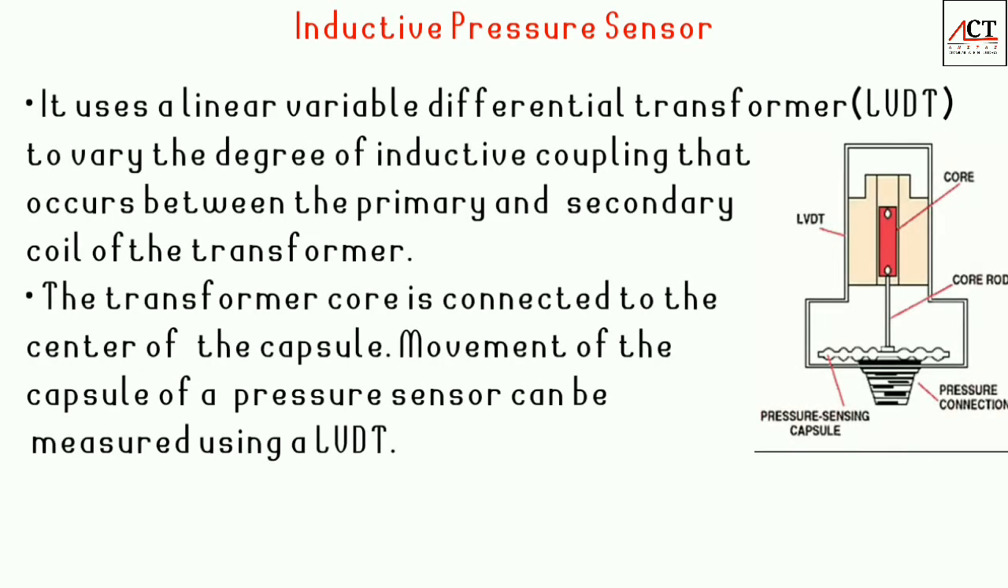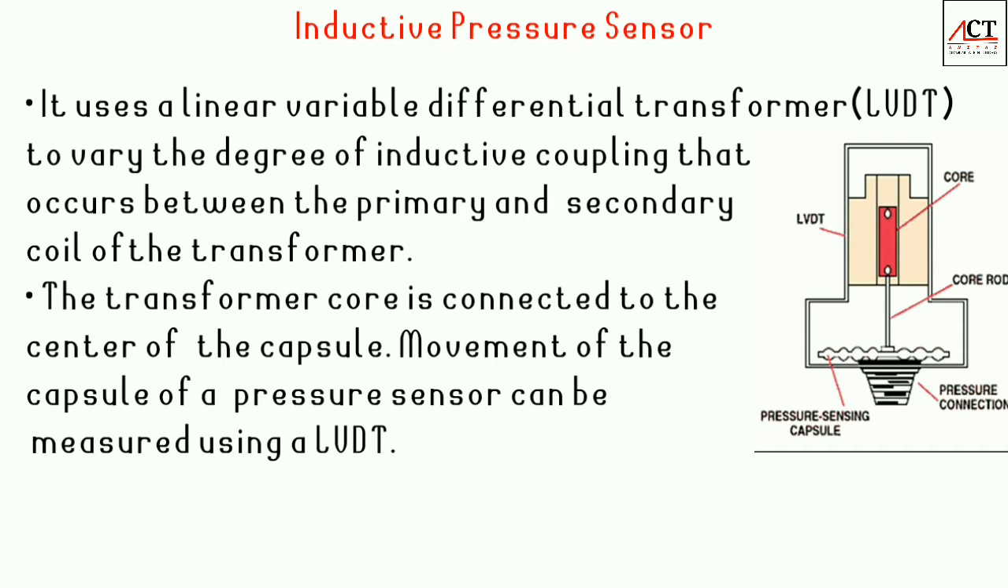The second type of pressure sensor is the inductive pressure sensor. Here, an LVDT, that is a linear variable differential transformer, is used to vary the inductive coupling between the primary and secondary coil of the transformer. Here we have used a capsule as a sensing element.